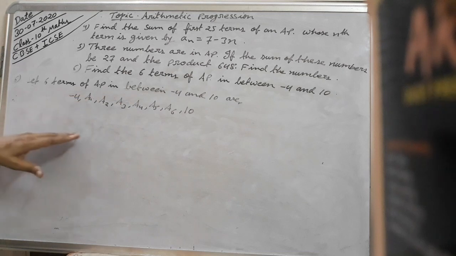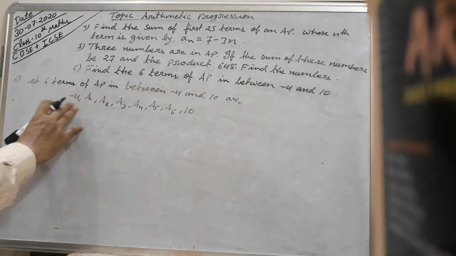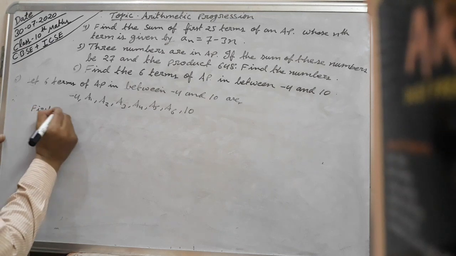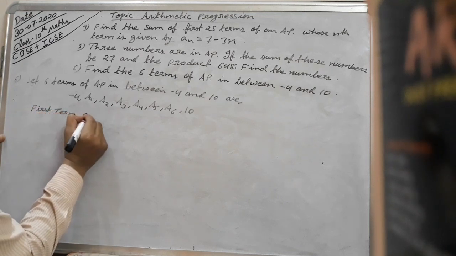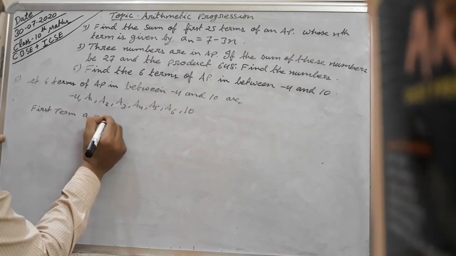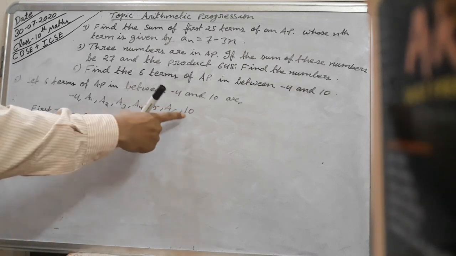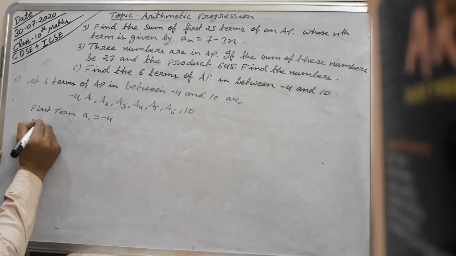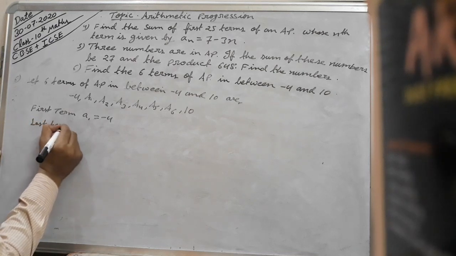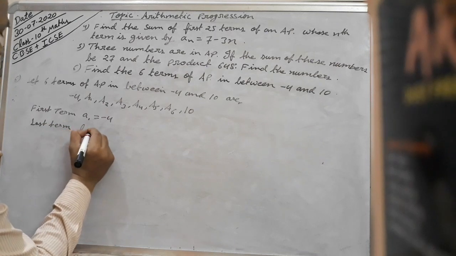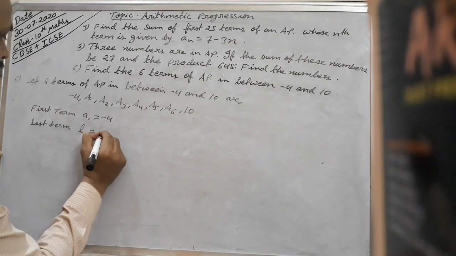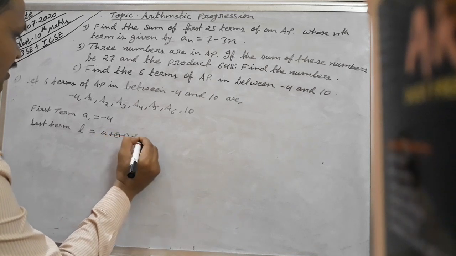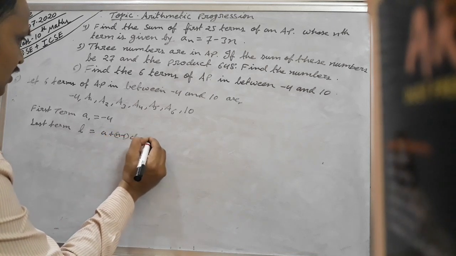These all are in arithmetic progression. First term is given, so first you have to find the first term. First term A1 or A is equal to minus 4. Now last term is given, 10. You know that last term L is equal to A plus n minus 1, D is equal to 10.